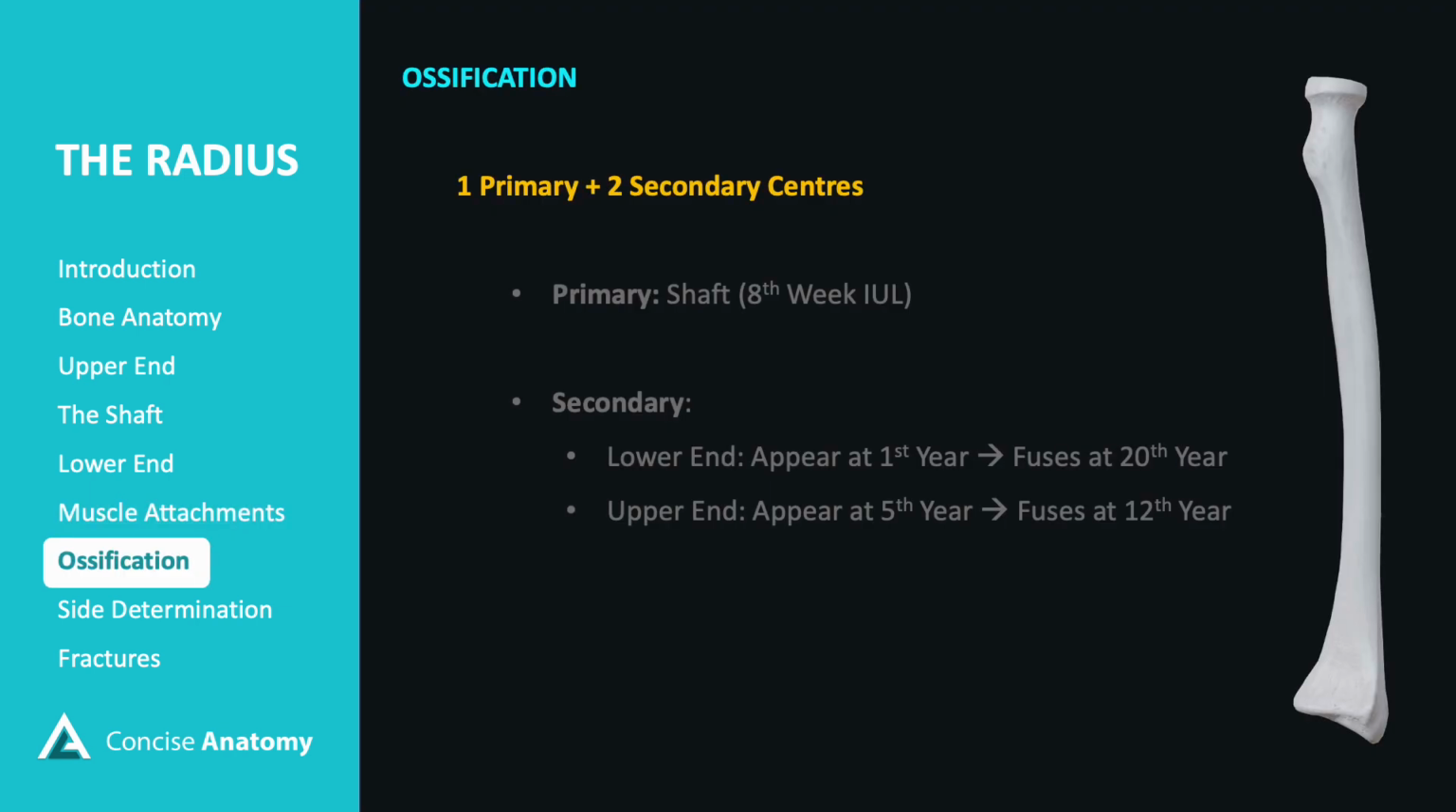The radius ossifies through 1 primary center and 2 secondary centers. The primary ossification center for the radius appears in the shaft during the 8th week of intrauterine life. The secondary ossification center for the lower end develops at the 1st year and fuses by the 20th year. The secondary ossification center for the upper end appears at the 5th year and fuses by the 12th year.